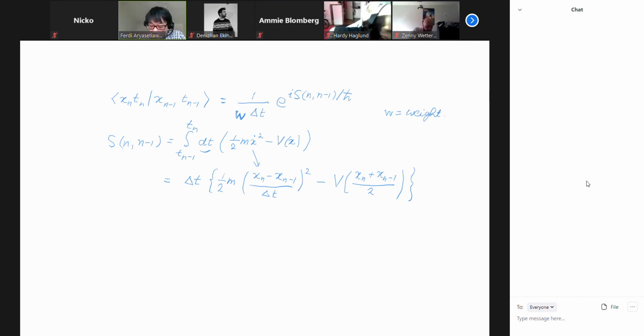So if we have done this correctly, then we would find that this thing is equal to the square root of m divided by 2 pi i h bar delta t. So this is according to Dirac. This is the Dirac postulate.